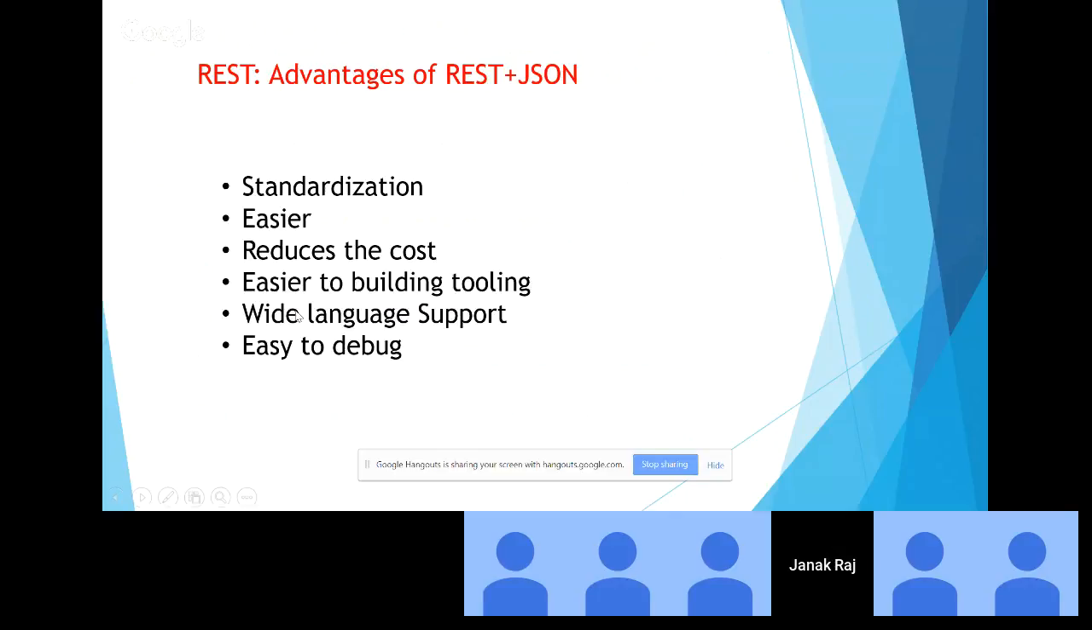Another is it has wide language support, which means there are so many languages it can support. And one very important advantage is it is highly debuggable because it is human readable. It can be easily read by humans, and that easily human readable format makes it easier to prototype.